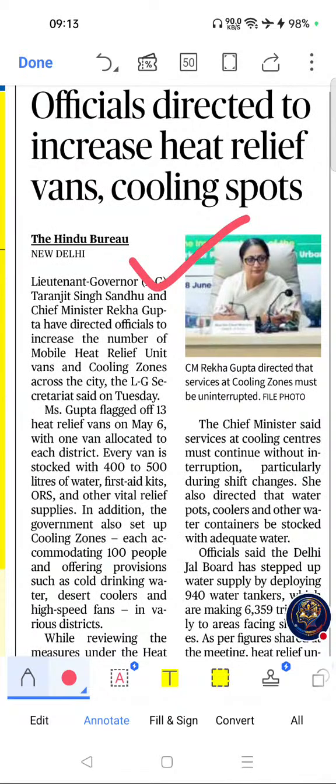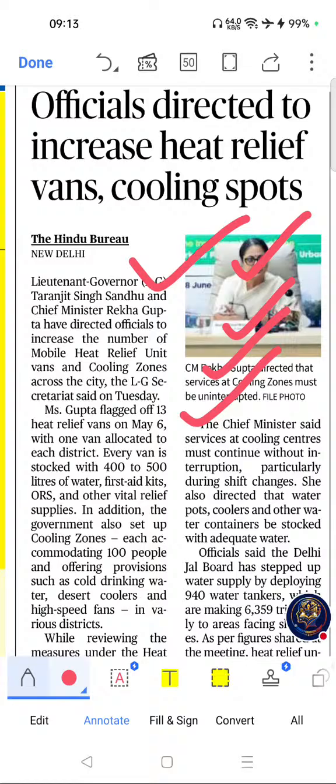From page number 2, this article was important: Officials directed to increase heat relief vans, cooling spots. If you see the importance of this article, heat waves are a recurring UPSC environment topic. Climate adaptation measures are increasingly important in governance. Heat action plans are being implemented by many Indian states. Urban resilience and disaster management are important GS3 topics. Frequently appears in UPSC essay and disaster management questions.